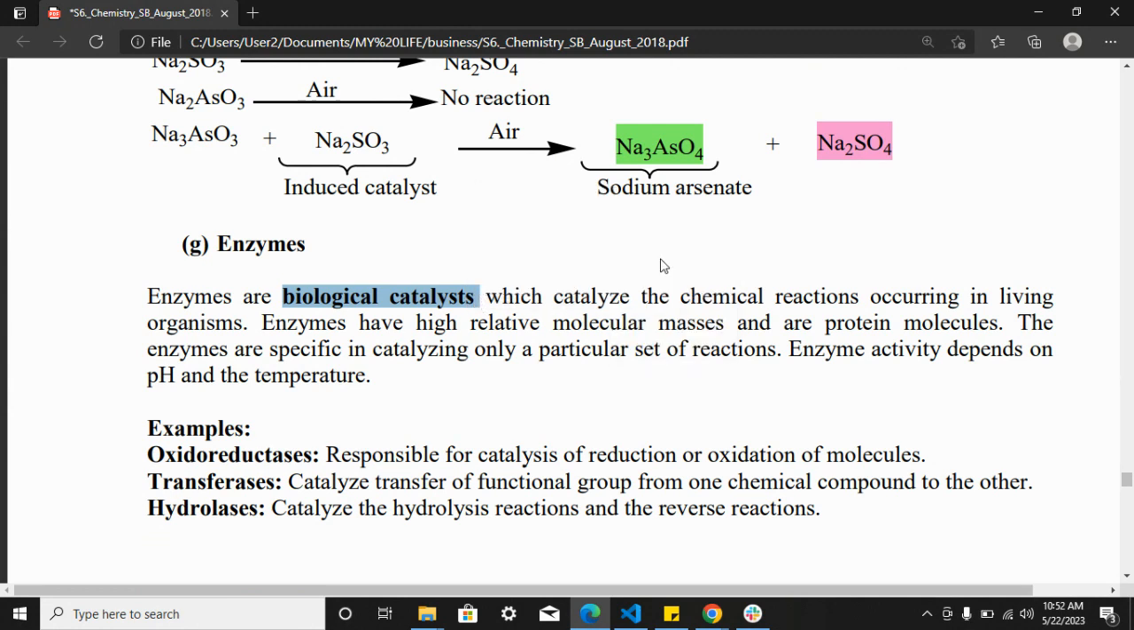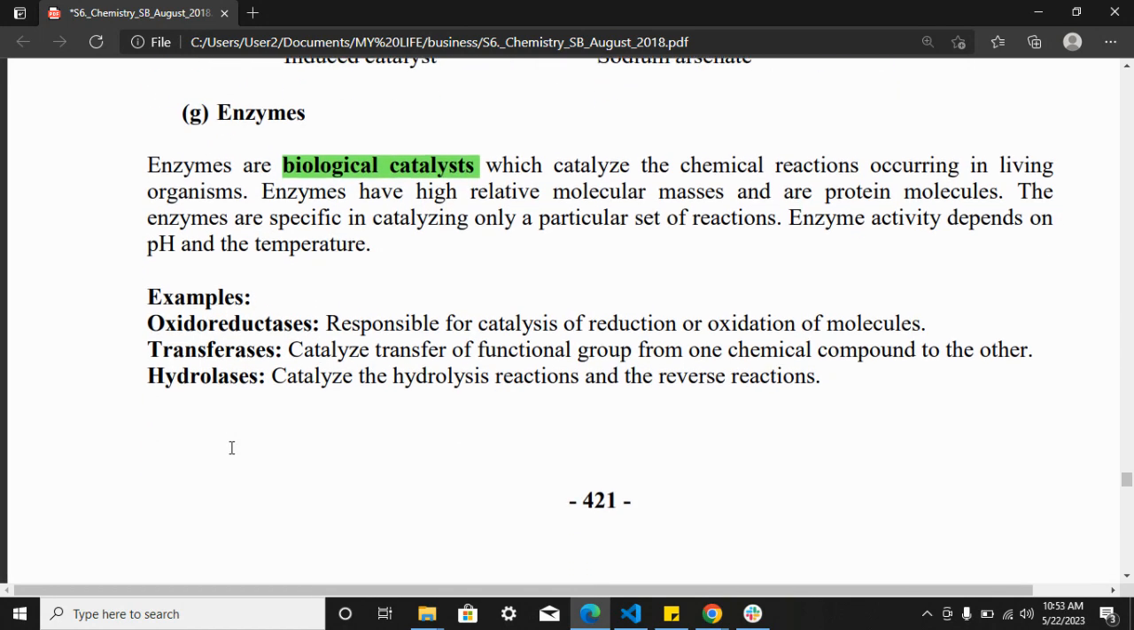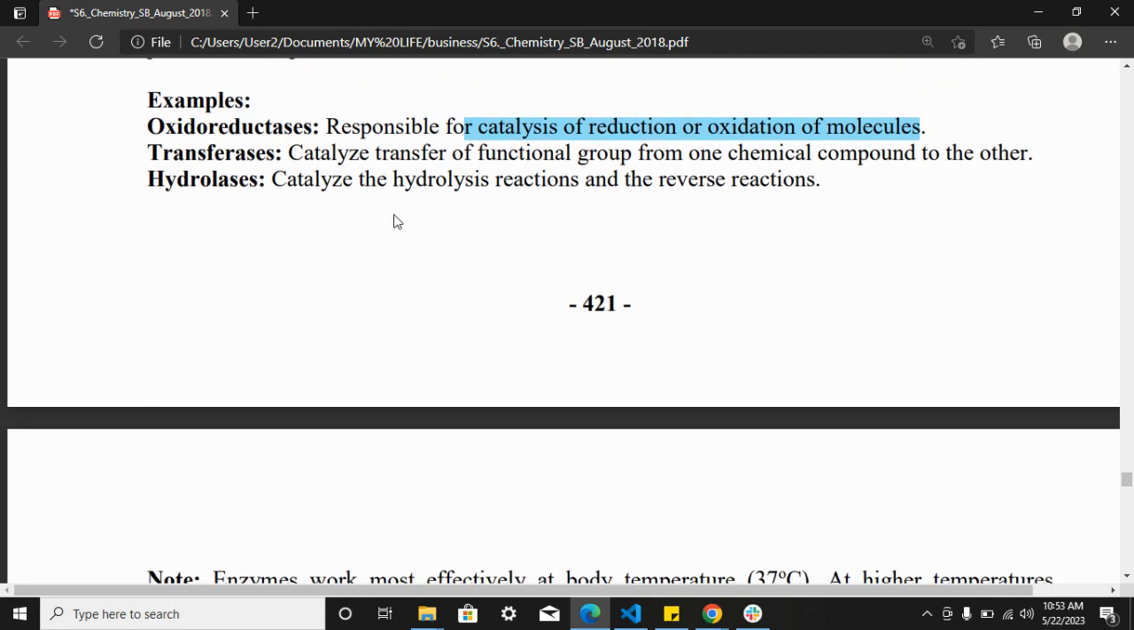These enzymes work in living organisms: in people, animals, fungi, everything. But we are animals too, remember. So enzyme activity, the way enzymes work, depends on pH, the environment where they are working, and the temperature of the organism. Some examples of enzymes are oxidoreductases, which are responsible for the catalysis of reduction and oxidation of molecules. Then we have transferases, which transfer the functional group of one chemical compound to another. Then we have hydrolases, the catalysts that help in hydrolysis reactions and also reverse reactions, where the reaction may even produce water.